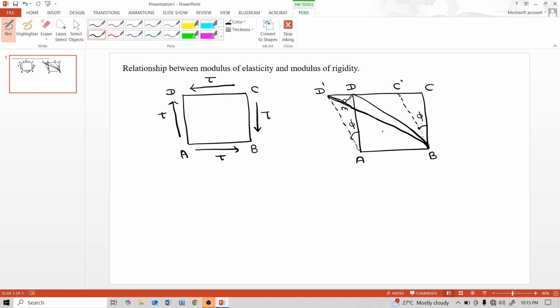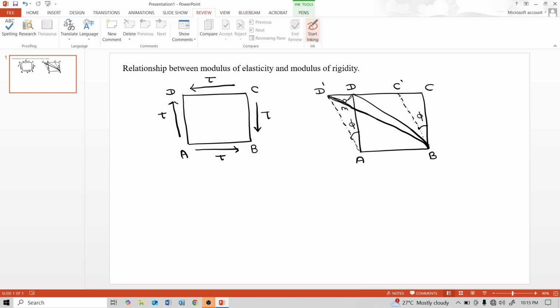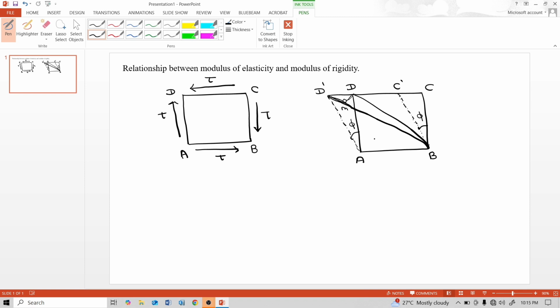Similarly, due to this tangential shear force, compression occurs in the AC diagonal. The real diagonal is AC, but due to this tangential shear force, there is a decrease in length of the AC diagonal, and this decreased length is AC dash. Now we will see the relationship between modulus of elasticity and modulus of rigidity in this derivation.